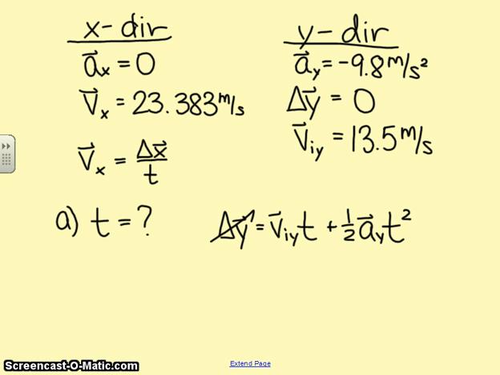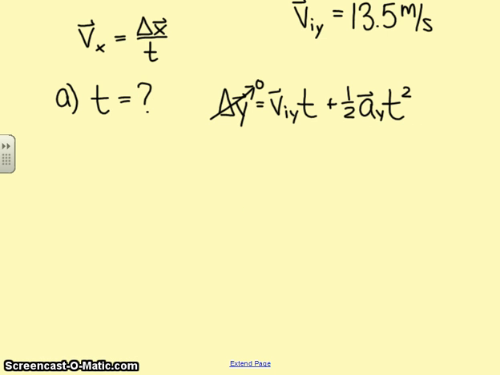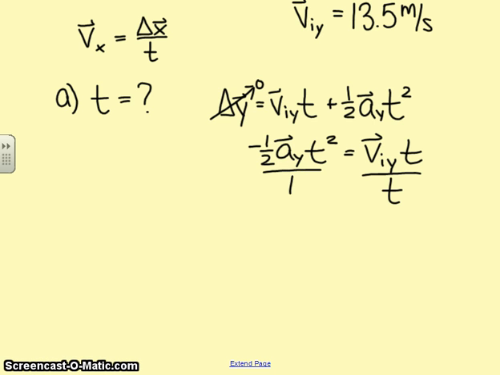Delta y is 0. That makes my life easier with this equation. I'll subtract one of these terms to the other side. I'll pick the 1/2 a_y t squared. So minus 1/2 a_y t squared equals v_iy t. And then I notice that there's a t in every single term. That means I can divide both sides by t. On the right-hand side, those two t's cancel out. On the left-hand side, the t in the denominator gets rid of the square in the numerator.